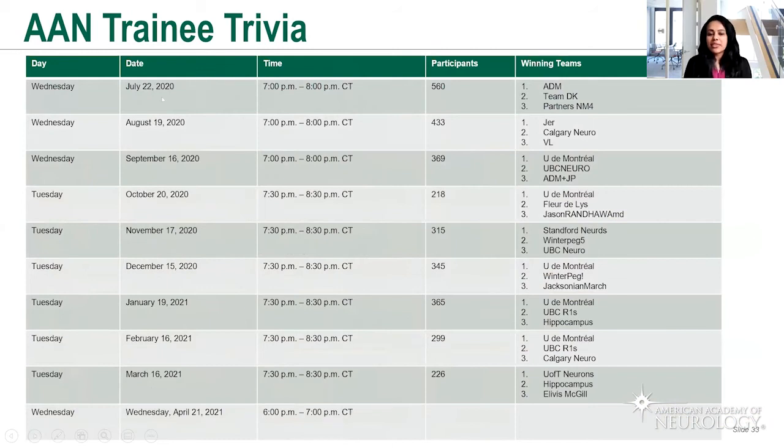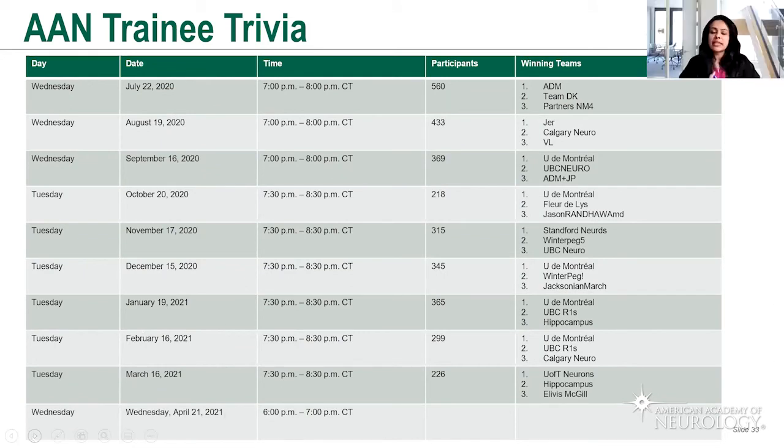Trainee trivia, Allison, I'll let you take this. Yes, as you may know, we have our AN trainee trivia events monthly. We will be doing one during the annual meeting, but meeting registration is not required. It is still the same format of the Zoom link, checking the AN website for that. It is Wednesday, April 21st. If your residents do attend, make sure they know it's on a Wednesday for this one. The time is a little bit different as well. It'll be 6 to 7 p.m. Central Time.